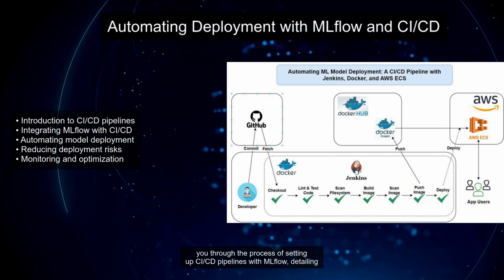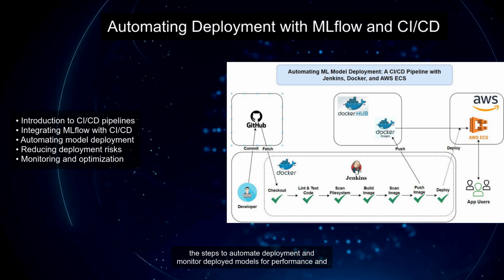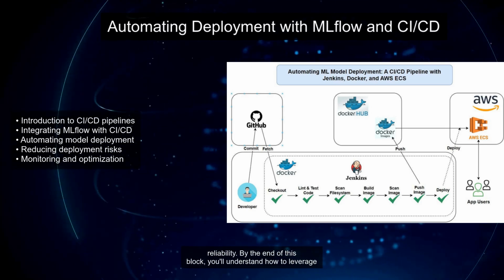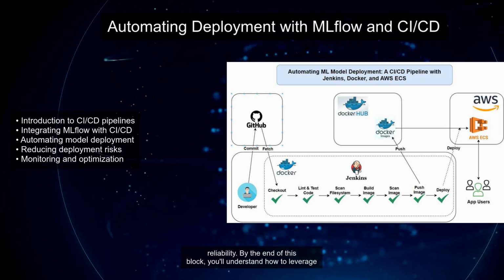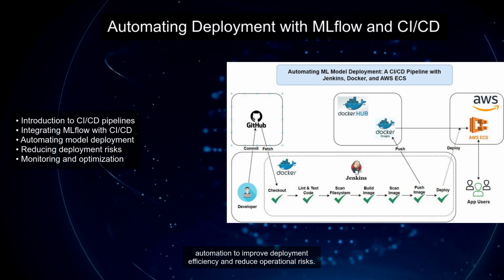This section will guide you through the process of setting up CI/CD pipelines with MLflow, detailing the steps to automate deployment and monitor deployed models for performance and reliability. By the end of this block, you'll understand how to leverage automation to improve deployment efficiency and reduce operational risks.